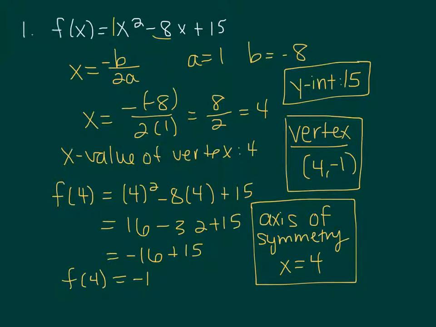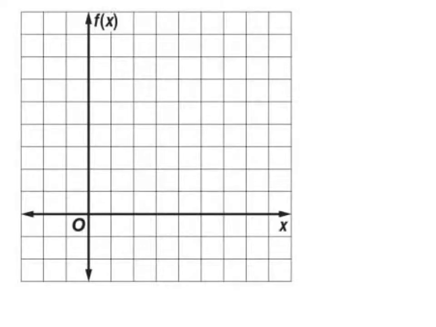I'm going to go back to the other page and plot this. So our vertex was (4, negative 1). 1, 2, 3, 4, negative 1. So that goes right here. The axis of symmetry is a vertical line through that vertex. And our y-intercept we can't fit, so that's all we have plotted so far.